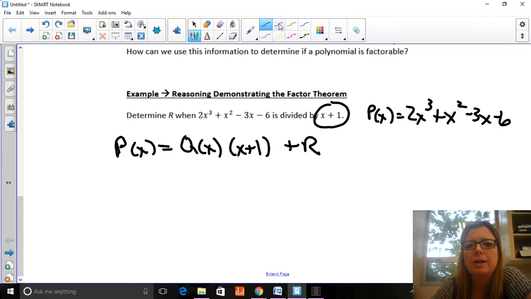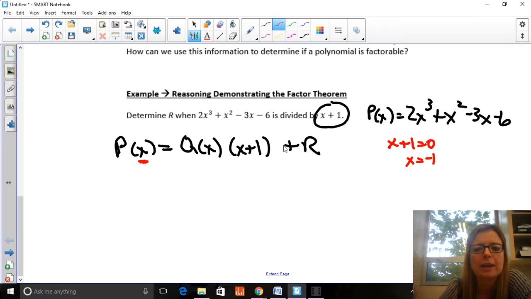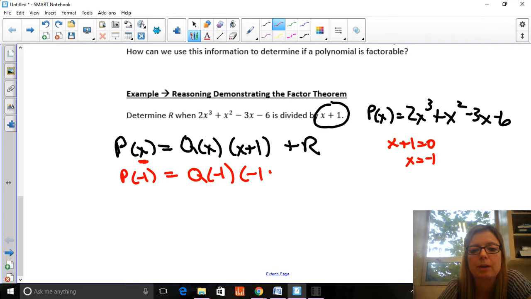So I'm going to put minus 1 in for x. Now, where am I getting the minus 1 from? Well, because when you set x plus 1 equal to 0, you get a minus 1. So I'm putting in a minus 1 for x. So p at minus 1 means that we're going to have q at minus 1 times minus 1 plus 1, plus the remainder. So check out what's going on here.